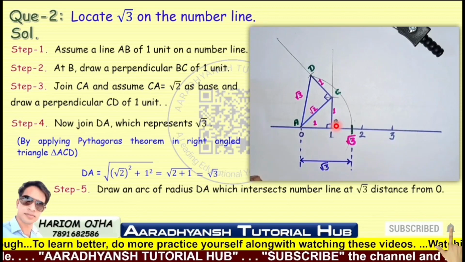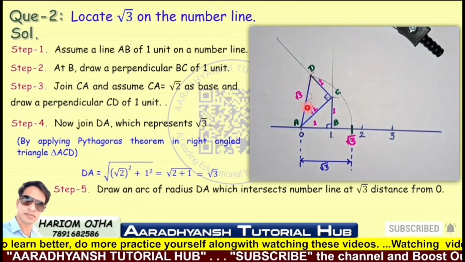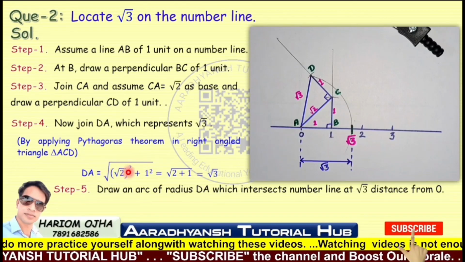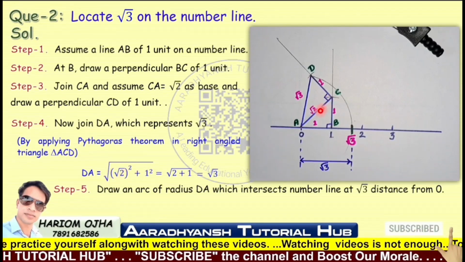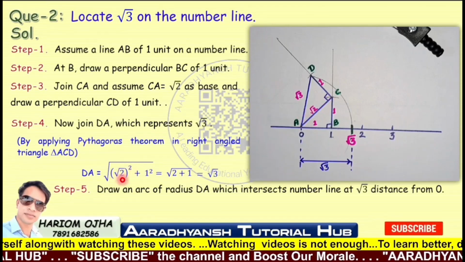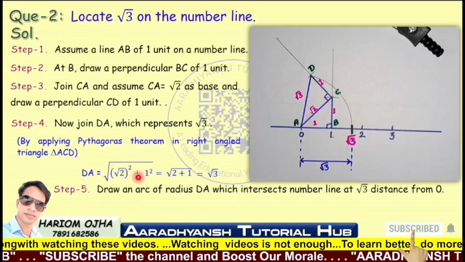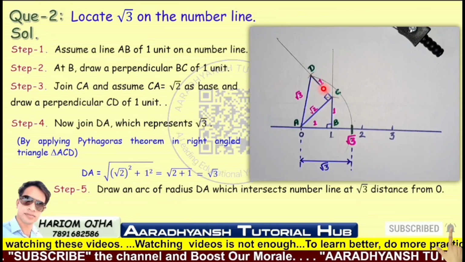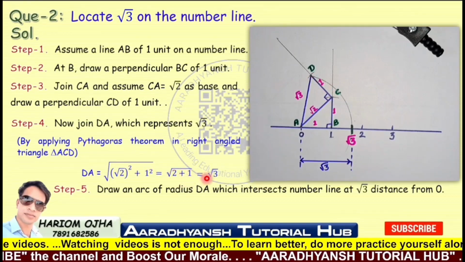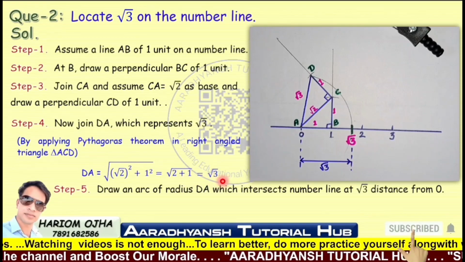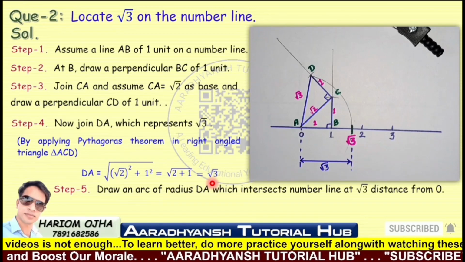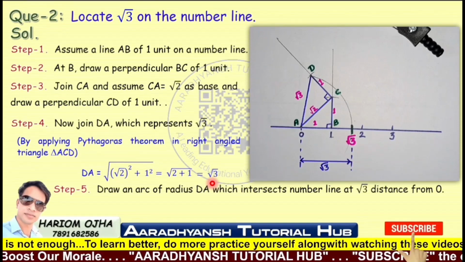Okay students, and here DA is equal to square root of, here this is the base, just square the base and plus its perpendicular, that is 1, and then add both the numbers, we will get square root of 3. So students, I hope you can understand how we can draw square root of 3 on the number line.